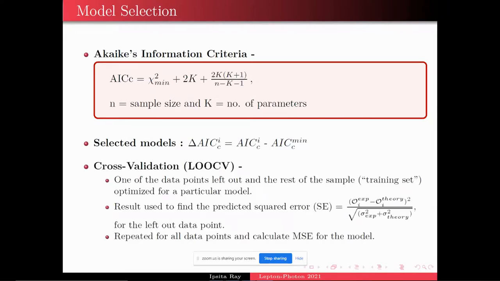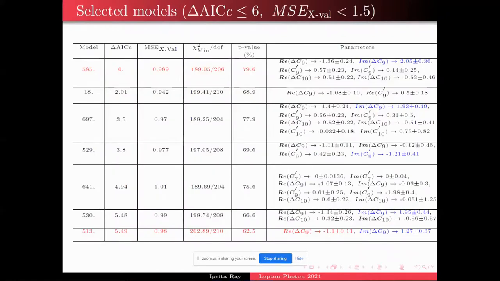Apart from having a model with the optimum number of parameters, we also want a model with better predictive power. That's why we go for cross-validation. So the idea is that one of the data points is left out and the rest of the sample is optimized for a particular model, and that fit result is used to find the predicted squared error for the left out data point. This process is repeated for all the data points, and the mean squared error is calculated for the model. Here we have taken a conservative approach and select those models with delta AICc less than or equal to 6 and MSE value less than 1.5.